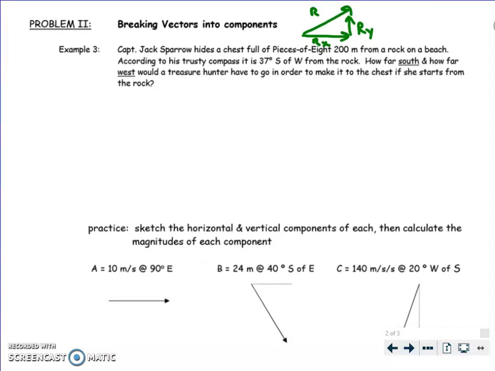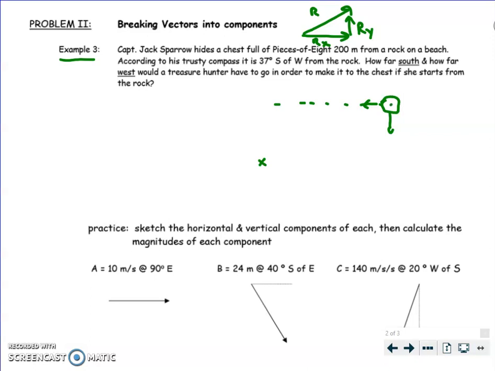Okay? So let's say, again, I'm going to build how we do this around an example. So let's say Jack Sparrow hides a chest of gold, whatever, and it's 200 meters from a rock on the beach. So let's say here's some rock. And it's 200 meters, but 200 meters could be anywhere from that rock. So we're going to use specific directions. So he's going to go 37 degrees south of west of the rock. So that's where the treasure is. So let's see, south is this way, west is that way. We want to go south of west. So west is here, we're going to go south of it, so our treasure is right there.